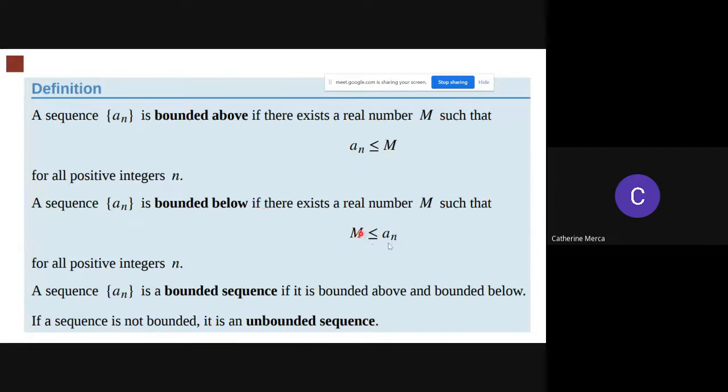Whereas, bounded below if a sub n is greater than or equal to your m here. Okay? So, kaning m ninyo mas gamay siya or pwede ma-equal, pwede man siya ma-element sa sequence, a sub n for all positive integers n. So, a sequence is a bounded sequence when it is bounded above and it is also bounded below. So, kung pananglitan, ang sequence bounded above lang, then unbounded gihapon siya.